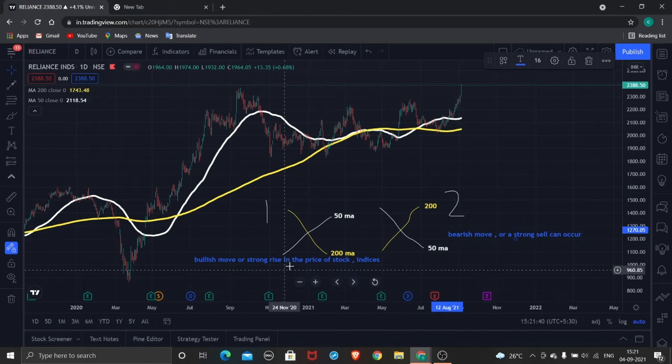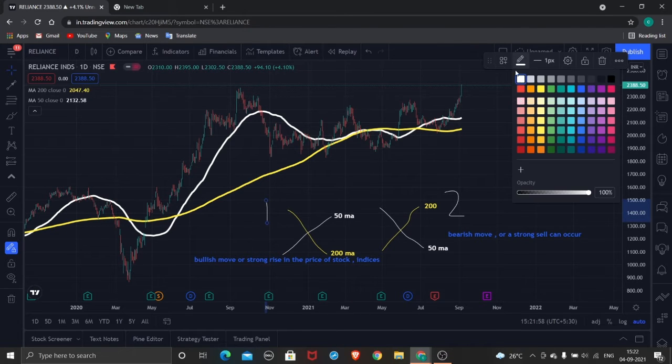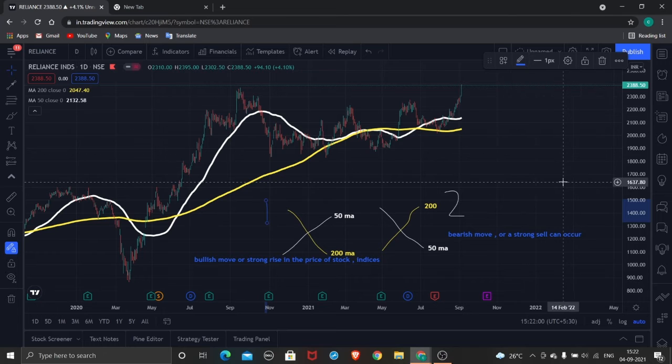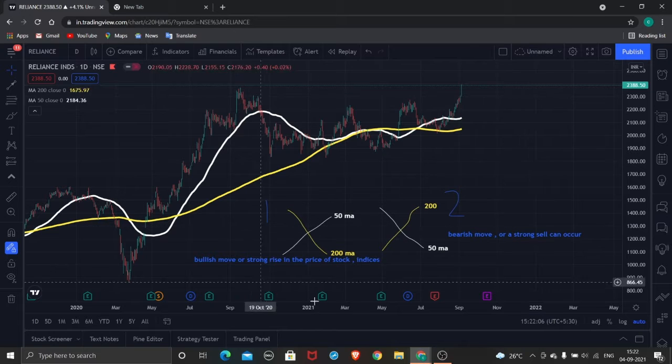Let us revise again. A setup in which the 200 moving average crosses the 50 moving average downward is a setup in which a bullish move, or a strong rise in the price of a stock or index, occurs. Here is the condition, which is condition number 1. Let me color it blue because it could be easily visible. Here is condition number 2. Fine. So this is a bullish move and this is a bearish move.